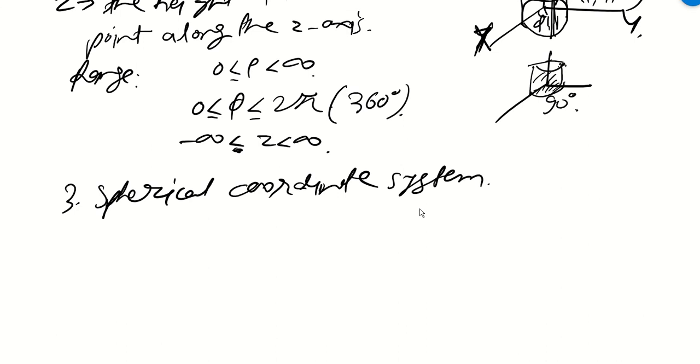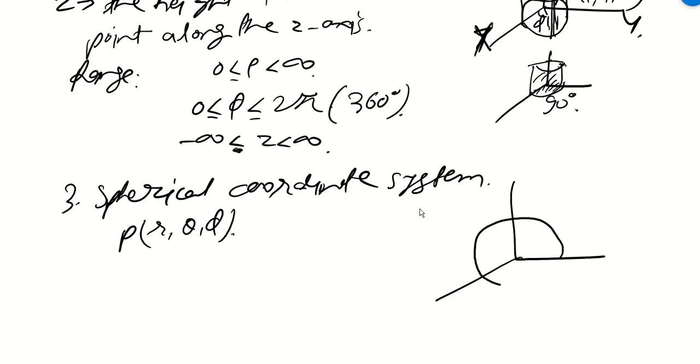So in a spherical coordinate system, the point P will be r, theta and phi. I will just draw a diagram and show you how spherical coordinates look. So we will draw a sphere. Suppose there is a point P here, with r, theta and phi.